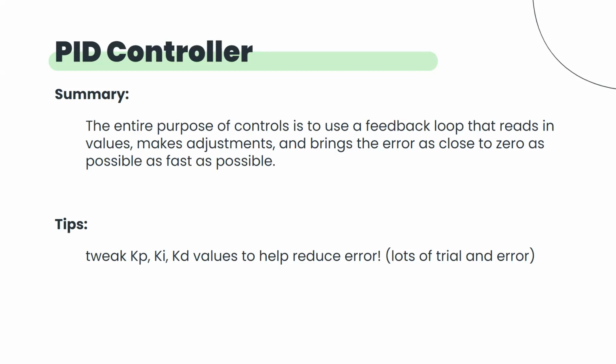In order to do that, we need to read in values, and then from these values, we need to make adjustments in order to bring the error as close to zero as fast as possible. A couple of tips here. This is going to take a lot of just trial and error, tweaking your KP, KI, and KD values. So don't get confused or frustrated if it's taking a while. However, on the spec, there's going to be a range of good KP, KI, and KD values to try, and you just have to calibrate it to your specific part.